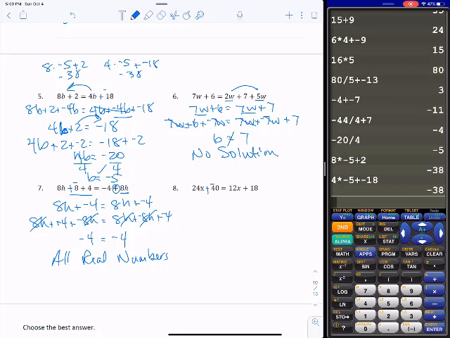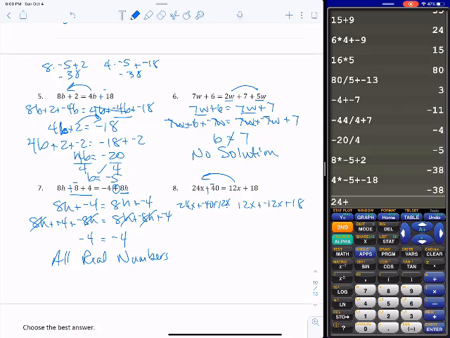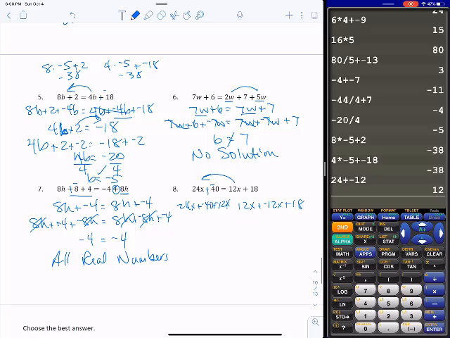Okay, now number 8, again, I see a change here I need to make. And so now it doesn't look like anything weird is going to happen. So I'm going to move my 12x over. So 12x plus negative 12x plus 18. 24x plus negative 40 plus negative 12x. So I take that 24 and I do plus negative 12, because I've got opposites there, and I end up with 12x plus negative 40 equals, my 12x's go away on this side, and I'm left with 18.